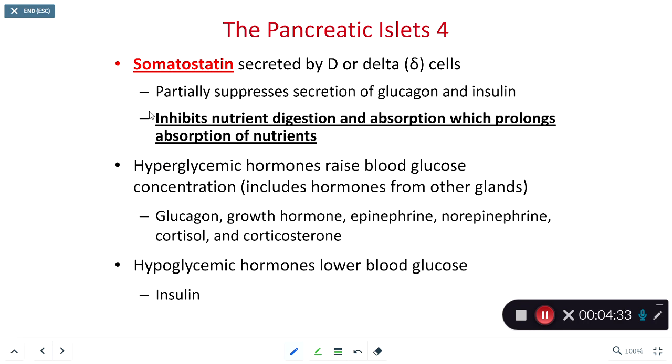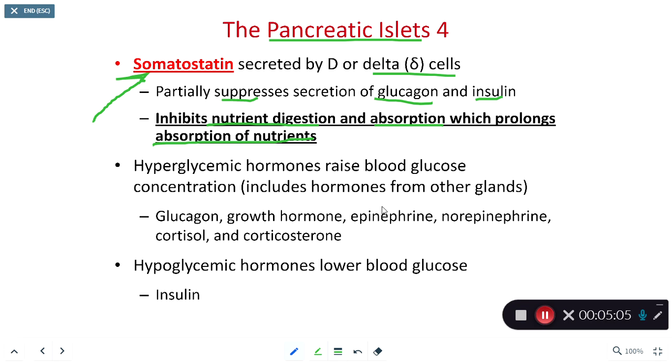The next hormone we're going to talk about is somatostatin. As we look at somatostatin, it's released by the delta cells. It's going to partially suppress secretion of both glucagon and insulin, partially suppress the activity of both the alpha and beta cell types within the pancreatic islets. So in terms of what somatostatin does for us, it inhibits nutrient digestion and absorption and promotes absorption of nutrients. So what does this mean?